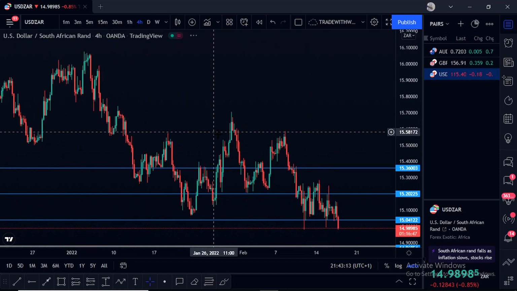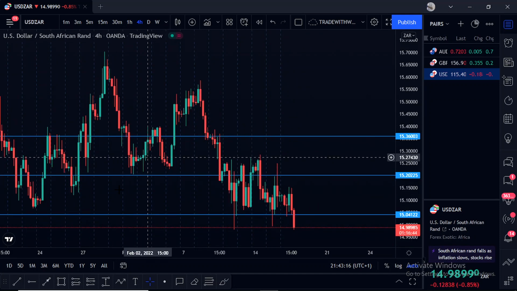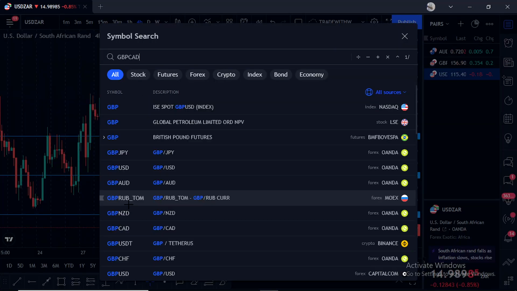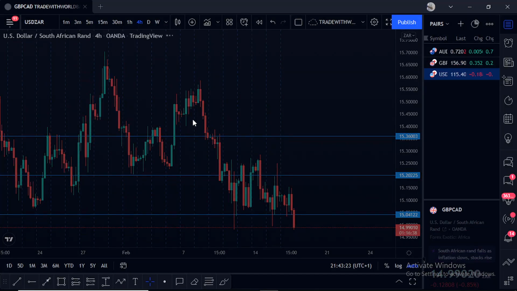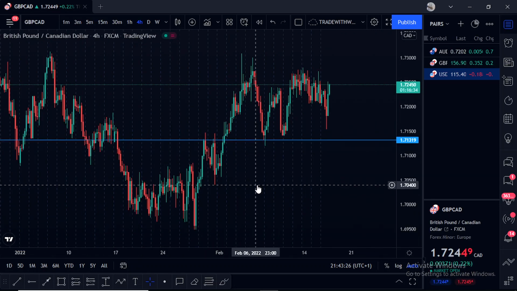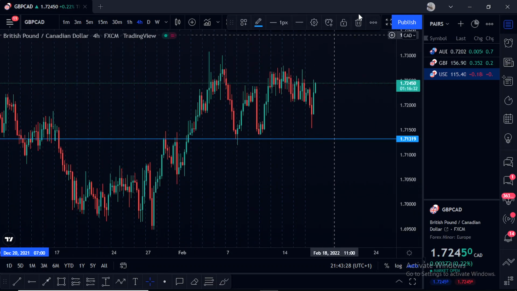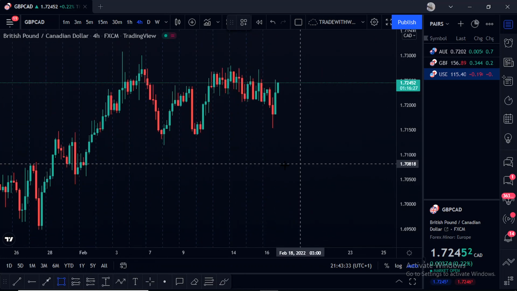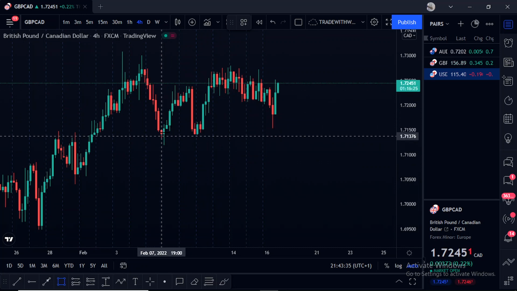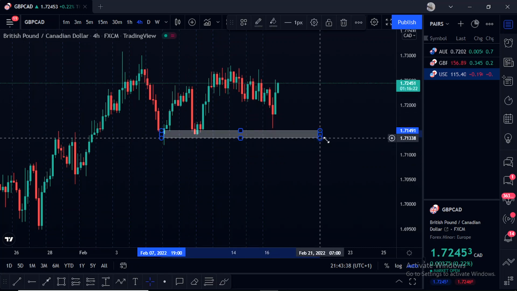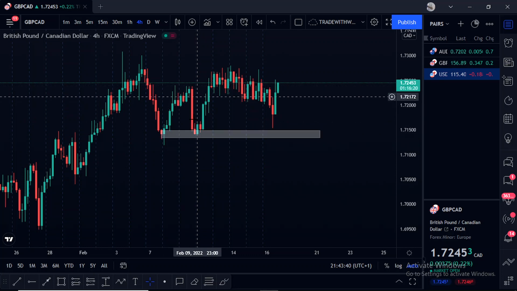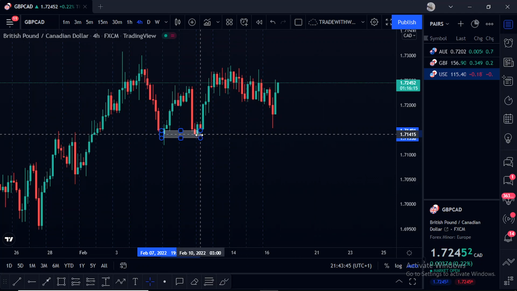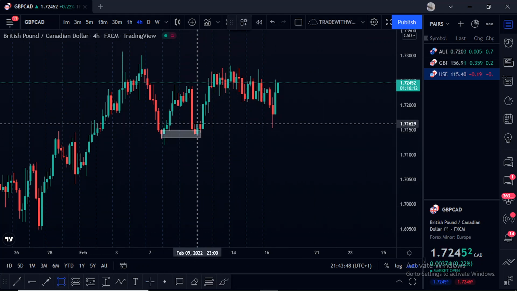Now let's use 4 hours for this one. Let's identify the demand and supply zone here. Let's use a better pair, please. GBP CAD. Okay, so where are the turning point areas? I'm looking at this bullish move here. So this is a turning point area. Market moved up from this zone. You can see there was no break of structure, but market came back to mitigate it. Why? That's because it's a demand zone. So I'm expecting this mitigation also here.